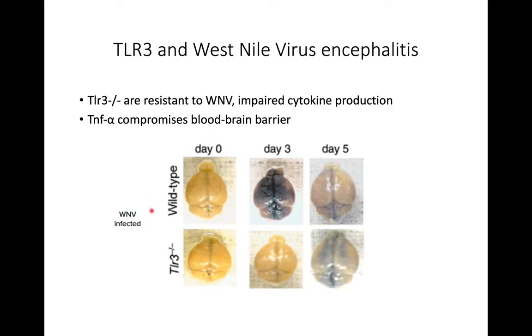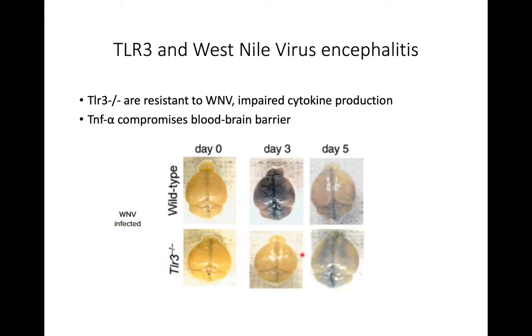What they've done is they've infected mice, then injected them with a dye called Evans blue. Now, if vasodilation has occurred and we get encephalitis, inflammation, leakage of blood into the brain, we'll see an influx of blue dye. So you can see that here. In our wild-type mice at day 3 post-infection, we have a lot of Evans blue accumulating in the brain, telling us that the blood-brain barrier has been compromised.